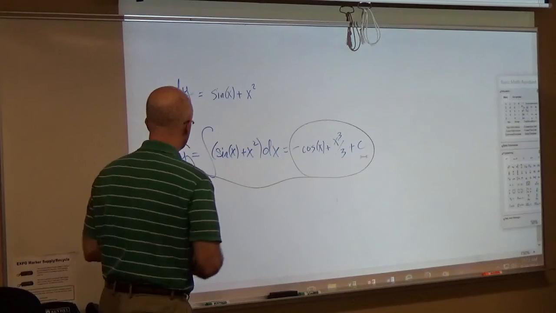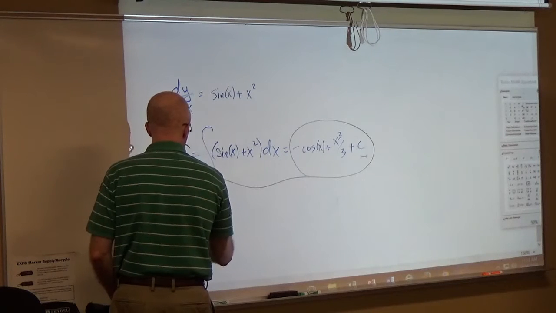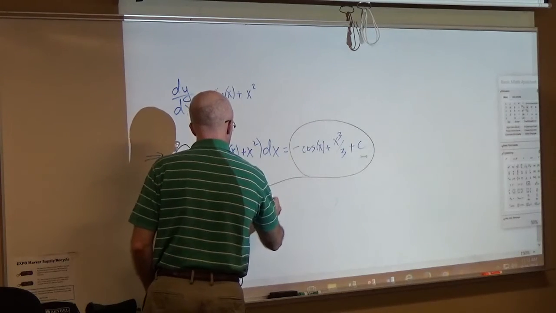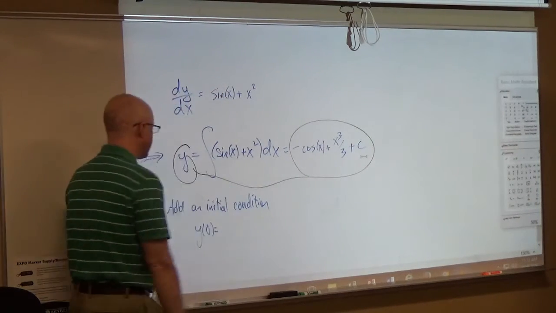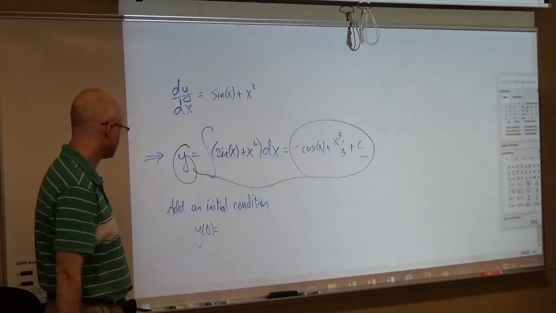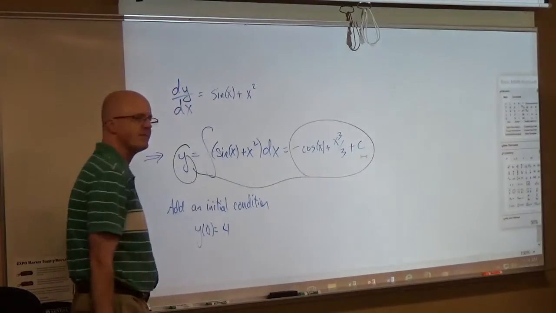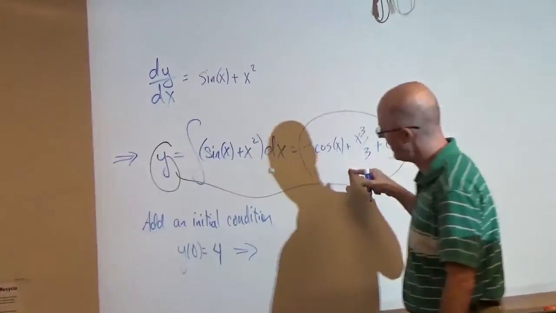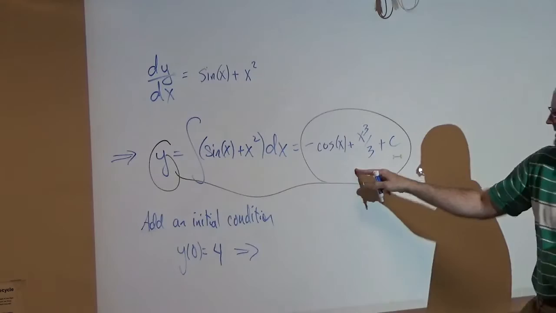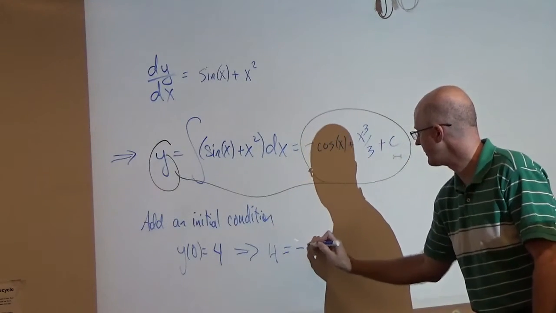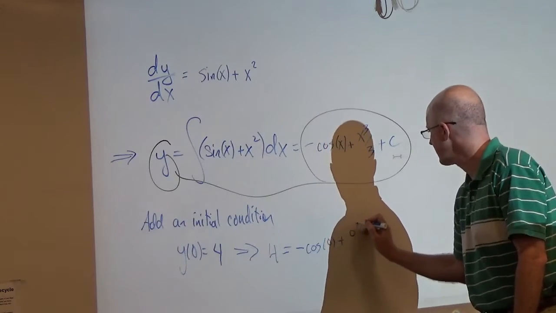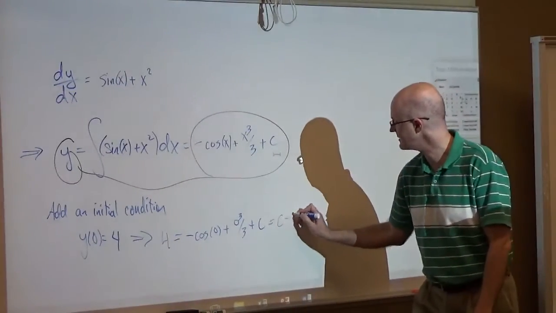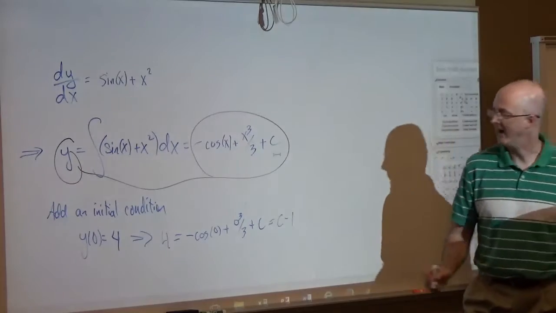If I add something called an initial condition, that I want y of 0, in other words, the y value of this function when x equals 0, to be, say, 4, I can solve for the value that c must be. Use this condition along with the fact that that's the general solution to solve for c. We want 4 to equal negative cosine of 0 plus 0 cubed over 3 plus c. Cosine of 0 is 1, so this becomes c minus 1. Solve for c, c must be 5.